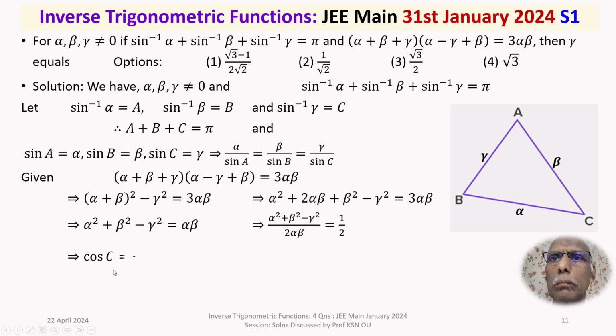So this will imply cos gamma is equal to 1 by 2, and we want gamma. What is gamma? Gamma is sine C. So if you know cos C is 1 by 2, sine C is under the square root of 1 minus cos square of C, and that is equal to root 3 by 2. And what is sine C? It is gamma. So we want gamma. Gamma is equal to sine C is equal to root 3 by 2.